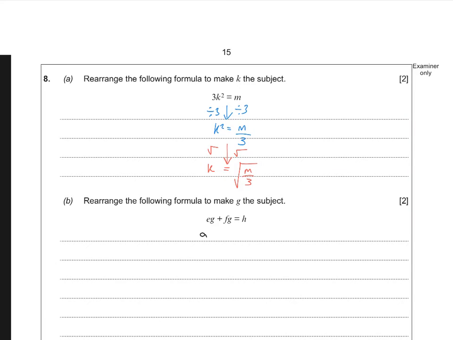Rearrange the following formula to make g the subject. So I need to get g on its own, and the issue that I have at first is that I have g on both sides here. So what I'm going to do is take g out as a factor. So that leaves me with g times (e plus f) inside the brackets, and then h. The next thing I'm going to do is divide both sides by this bracket, e plus f. So then I'm going to get g is equal to h over e plus f.